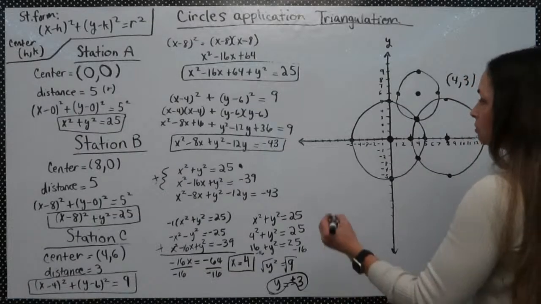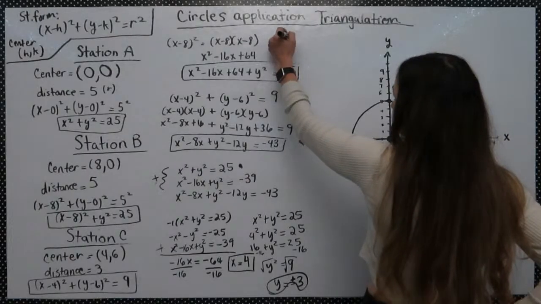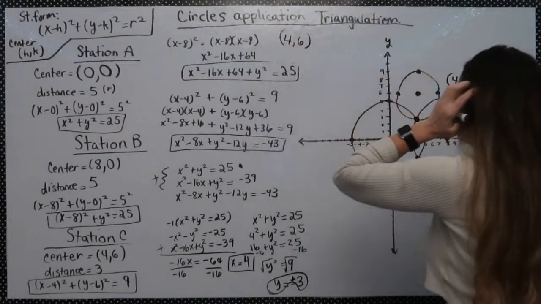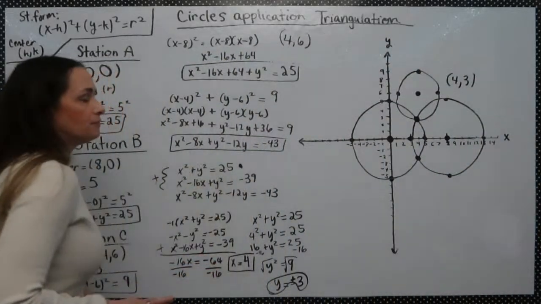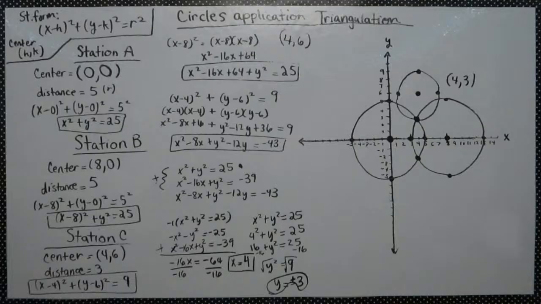what you would do at this point after you figured this out algebraically, 4, 3, you would want to verify it graphically, or you would go back to your original equations and plug in. You're going to plug in 4 for x and 3 for y and see if you get true statements. So if we could just do it orally, x squared would be 16, and y squared would be 9. 16 plus 9 does equal 25.